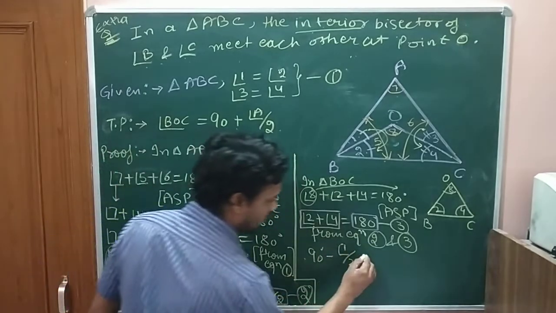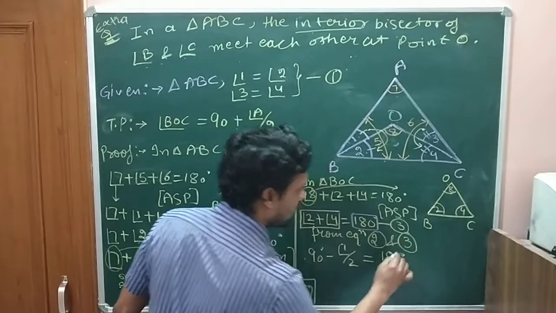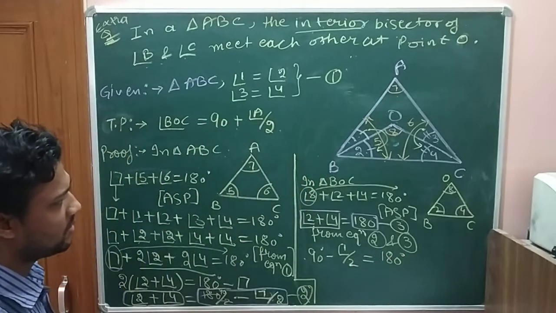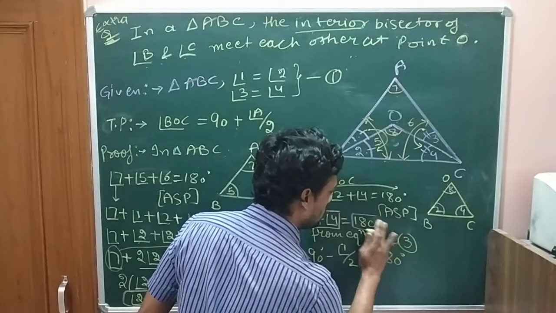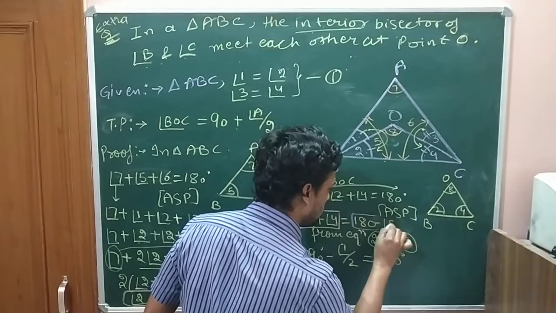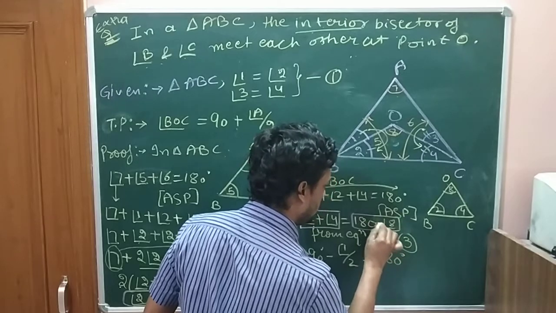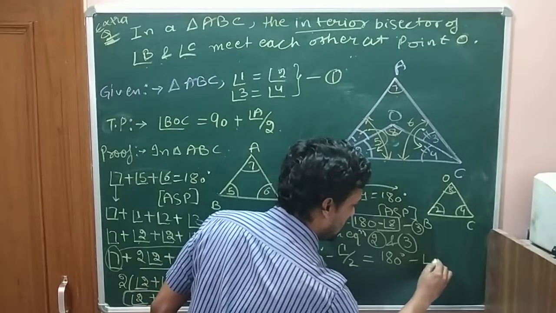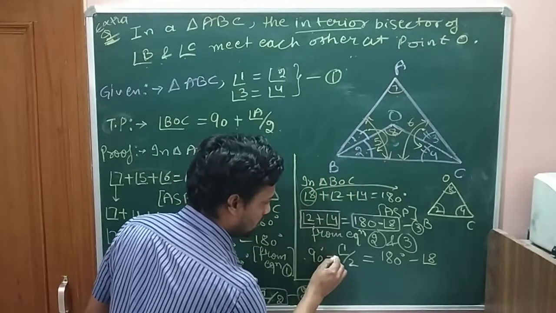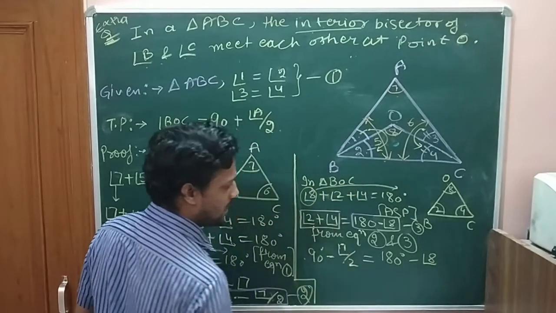Which is equal to 180 degree. Sorry, 180. We have to shift the angle 8 also. Forgot to write here angle 8. It's equation number 3. 180 minus angle 8.